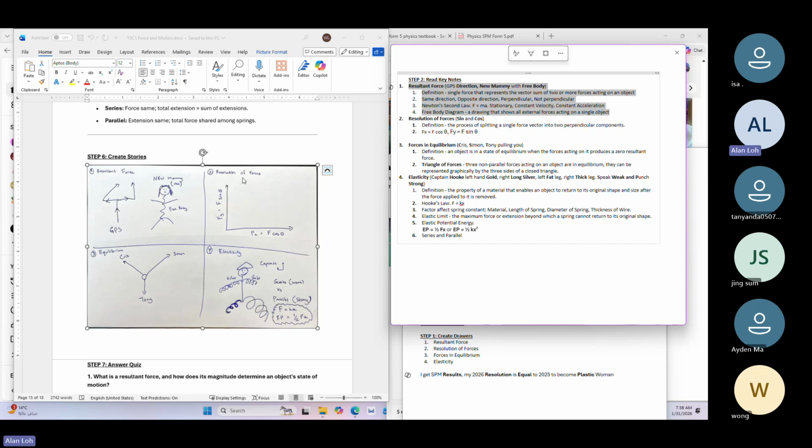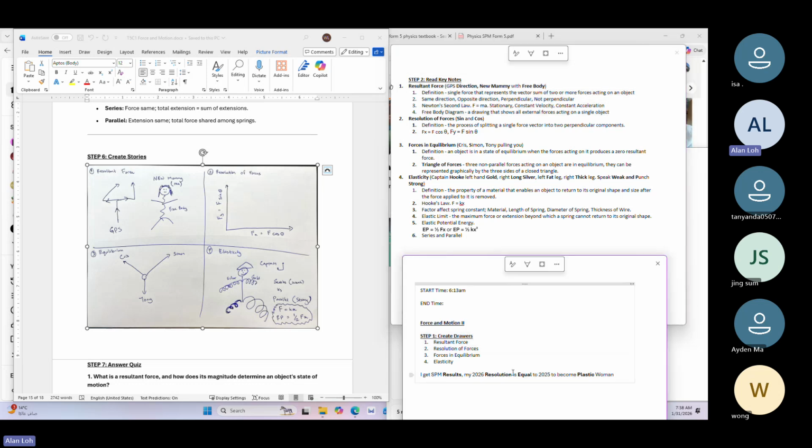Drawer number 2 is resolution of forces. Right? Remember the story? Resolution. Right? We are here. Resolution. Okay? We got our SPM result, and now this year resolution. And this I created is a very simple story I created. Sine and cos. Sine is the y-axis force. Cos is the x-axis force. This you learn it in AdMaths.